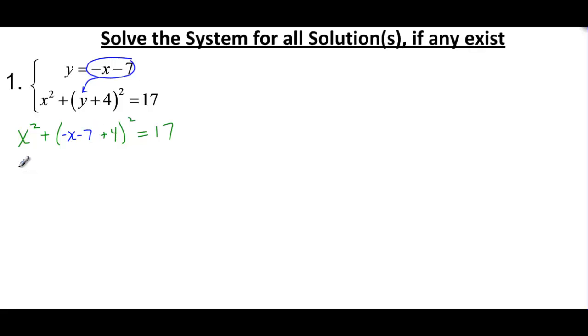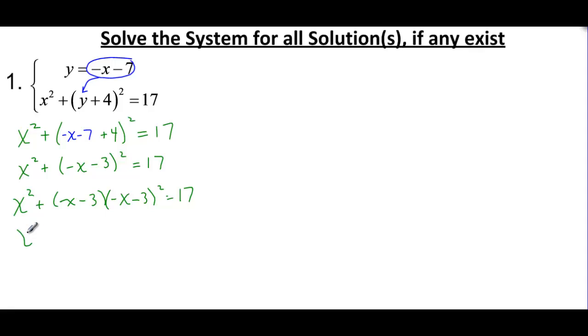Now I'm going to combine like terms. I'm going to get x squared plus negative x minus 3, quantity squared, equal to 17. And now I'm going to have to distribute. Let me just show you the work. Remember, squaring just means I'm taking negative x minus 3 and multiplying it by itself.